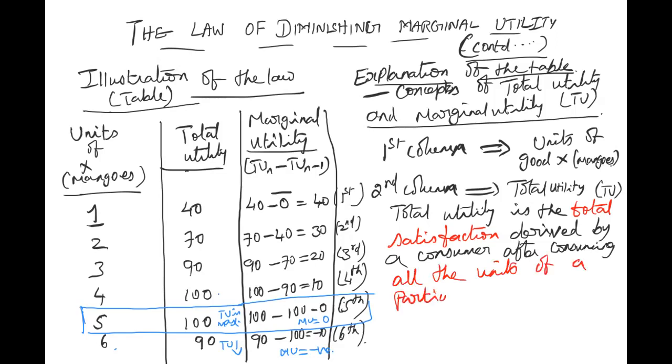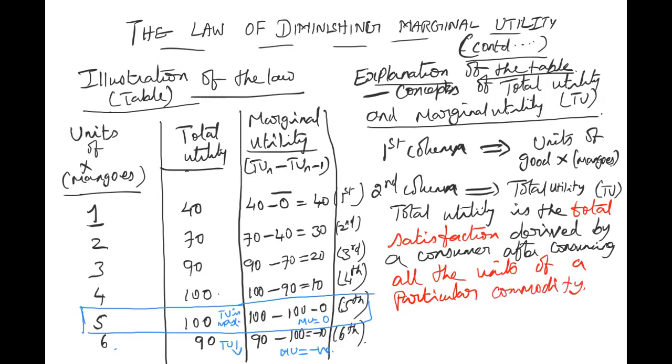Here we have taken only one commodity. We have taken only mangoes as an example, isn't it? Only one commodity the consumer is consuming, and we find out what satisfaction he is deriving. So please remember, the law of diminishing marginal utility deals only with one commodity. So all the units of a particular commodity.